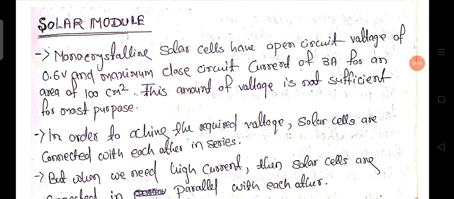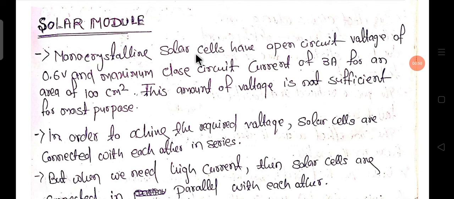Okay. Today we are going to study about the solar module. In previous classes, we have already covered the types of solar cells and the process of manufacturing of the solar cell. Today we will see how that solar cell is used for commercial purposes, or in a power generation factory. So, solar module.